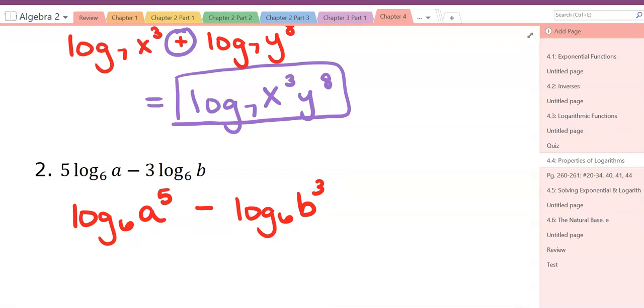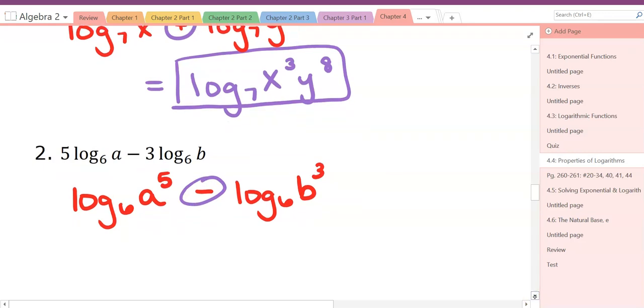Now this one has a subtraction sign, so just make sure that you're really careful and you watch for those kinds of things, because subtraction means that you're going to actually end up dividing those quantities. So you're going to have log 6, and it's going to be a to the 5th over b to the 3rd.